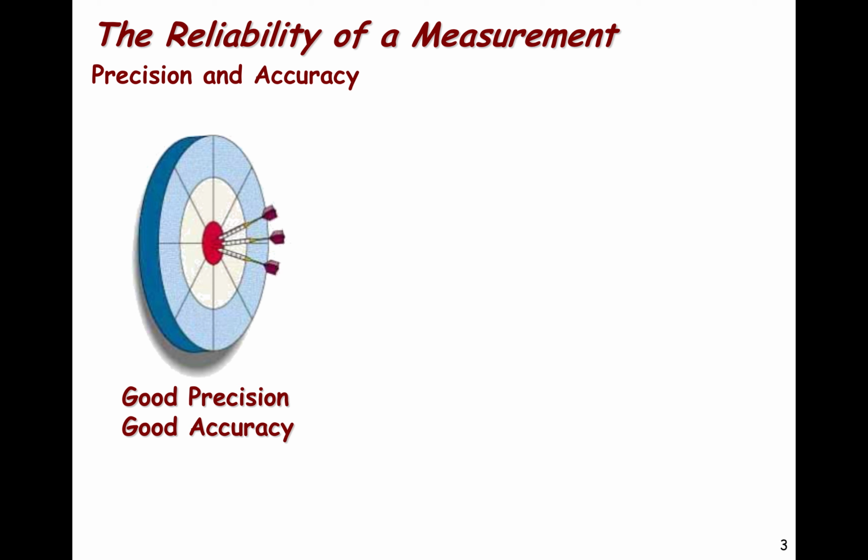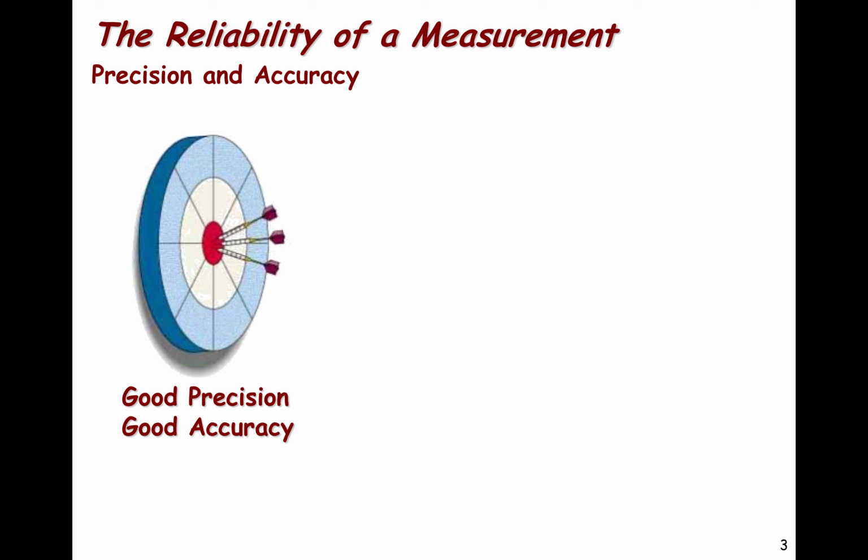As an example of two terms that you should be familiar with, the term precision and the second term accuracy should be understood. Precision is a measure of the reproducibility of a measurement, whereas accuracy is how close the average of a set of measurements comes to an accepted value.